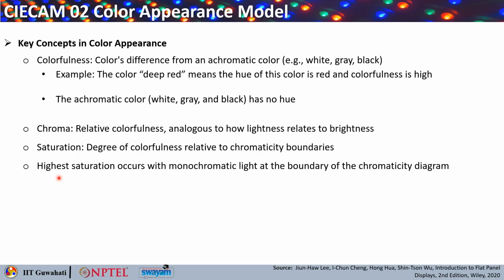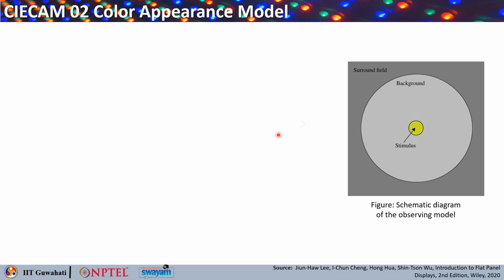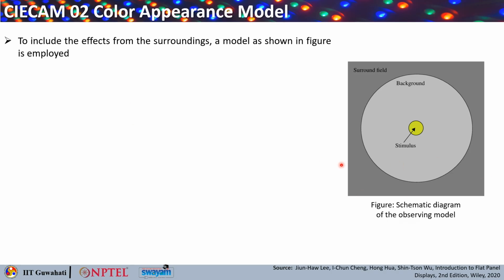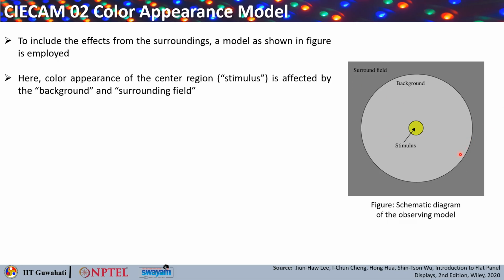So highest saturation can occur with monochromatic light, which are at the boundary of the chromaticity diagram, which will tell you the purest color for that particular color type. So we can show this using this particular appearance model example. So here we will also take into consideration the effect from the surroundings. Okay. So, that can be shown using this model that is given in the figure.